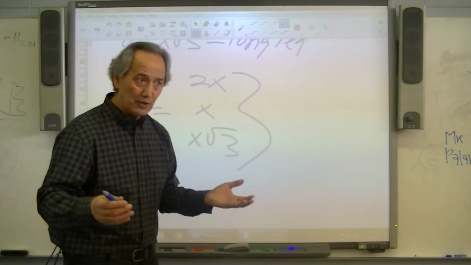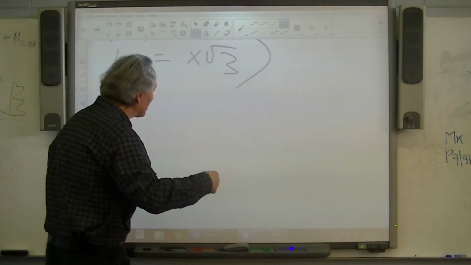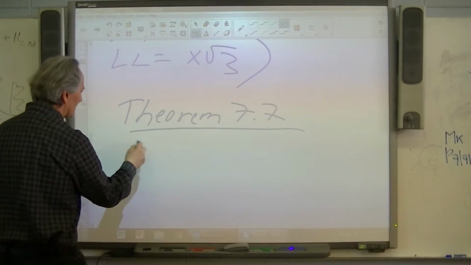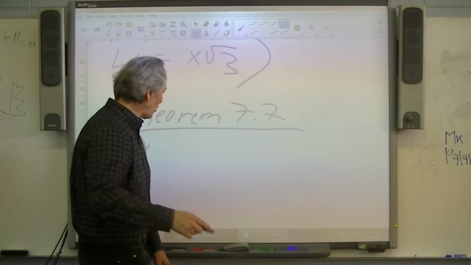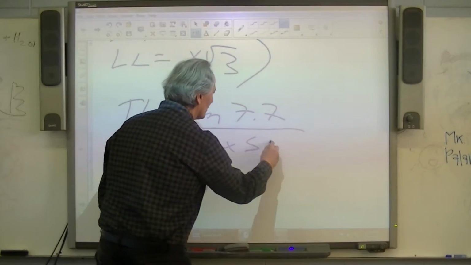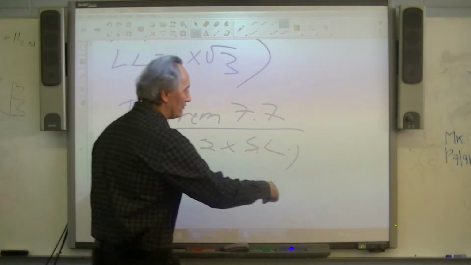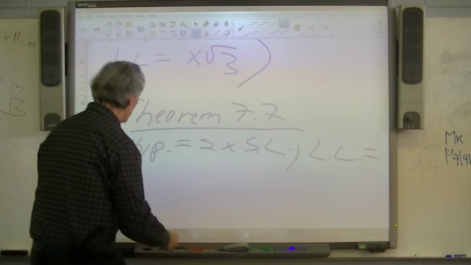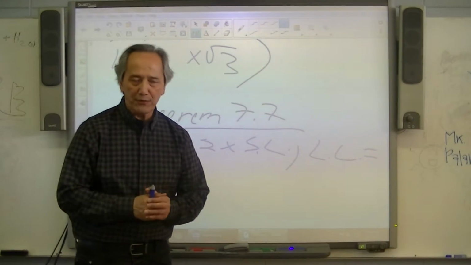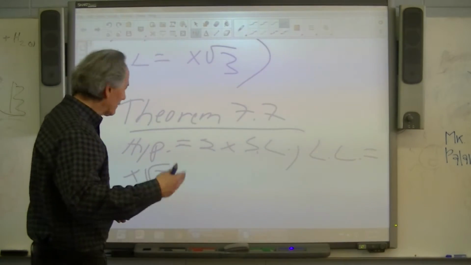So let's go ahead and state the theorem, which is theorem 7.7. This is a theorem for 30-60-90 right triangles, and it states that the hypotenuse in a 30-60-90 triangle is equal to 2 times the short leg, and that the long leg is equal to the short leg x times the square root of 3. And so hence we have our theorem 7.7.